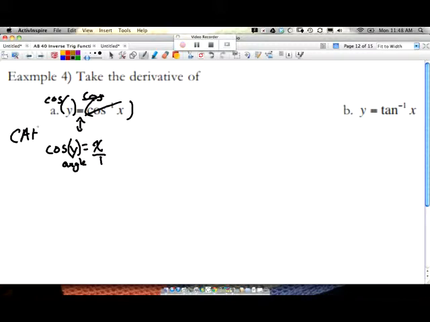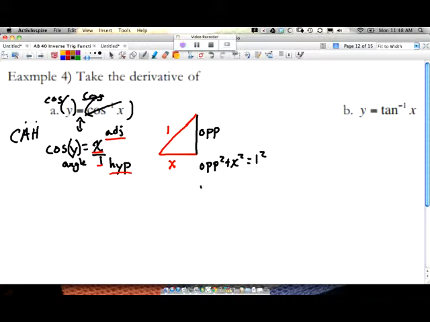And thinking of cosine, that's CAH. That means we've got the adjacent over the hypotenuse. So this x is the adjacent, and this 1 is the hypotenuse. So let's put those pieces together. Here's my x and my 1, my adjacent, my hypotenuse. That means adjacent is x, hypotenuse is 1. And based on earlier work, we know that this other side, this opposite, is something we would have to figure out. Okay, so opposite squared plus x squared equals 1 squared. Do the algebra, you get opposite equals square root 1 minus x squared.